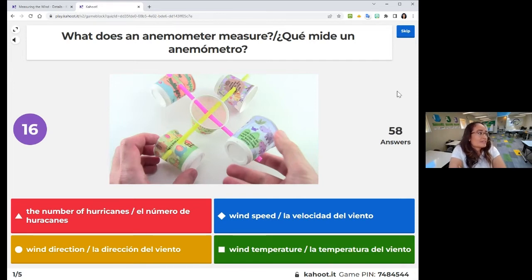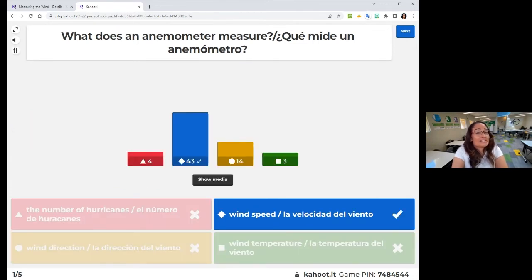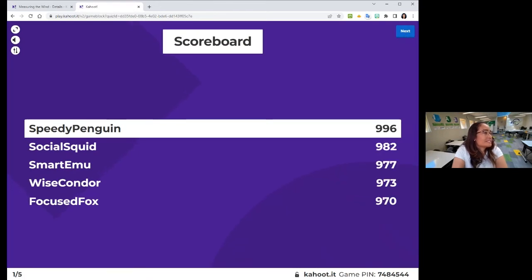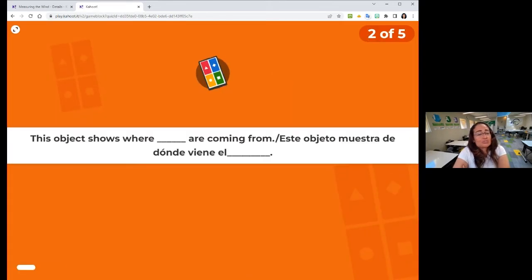We have a couple more seconds and about 60 answers flying in. Let's see who is going to be the first on the board. 3, 2, 1, and our answer is wind speed. I hope we got that. It measures the speed. Very good. Let's see who's in the lead. Speedy Penguin, pretty speedy. Wow, an even 1,000. Very good. Okay, question number 2, friends.